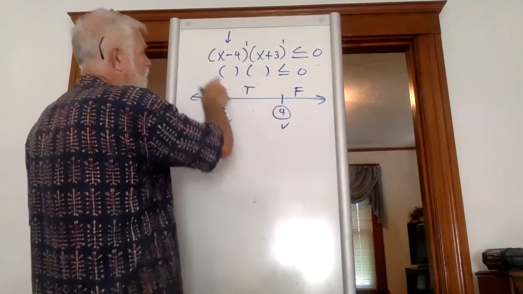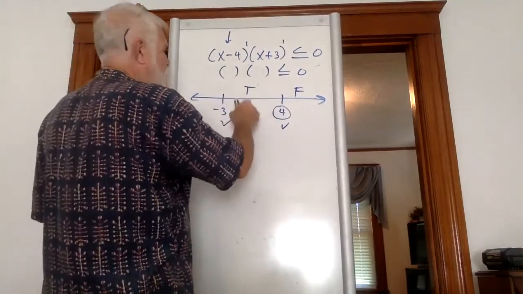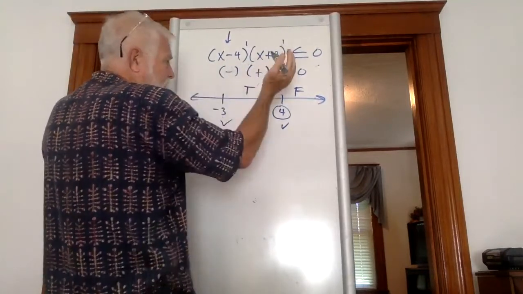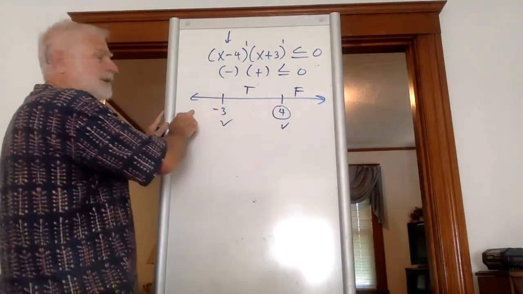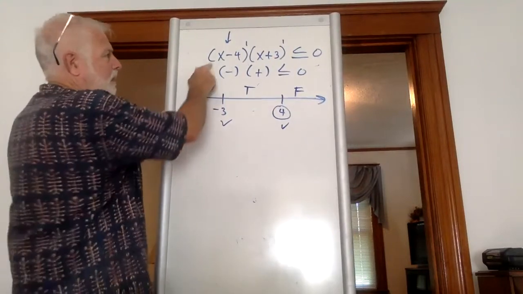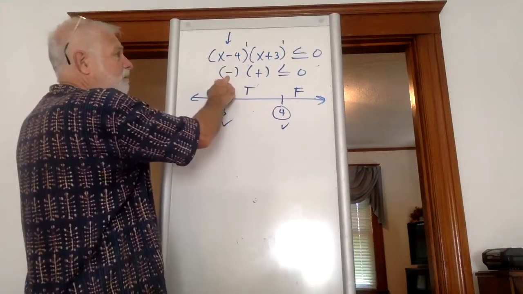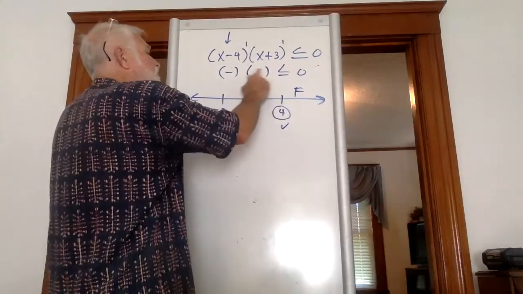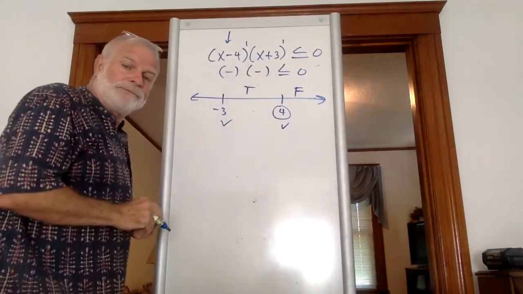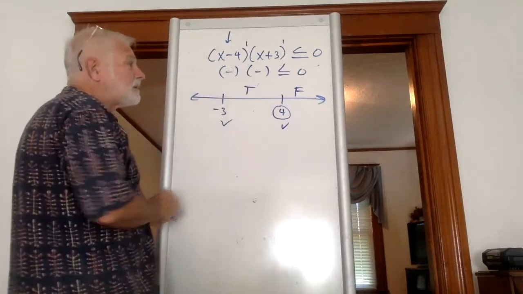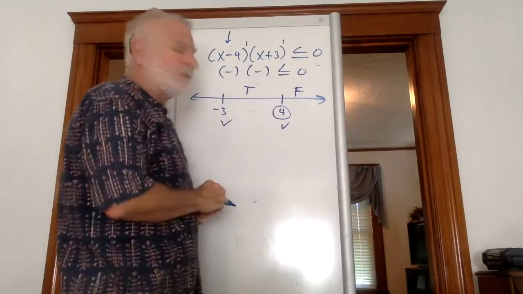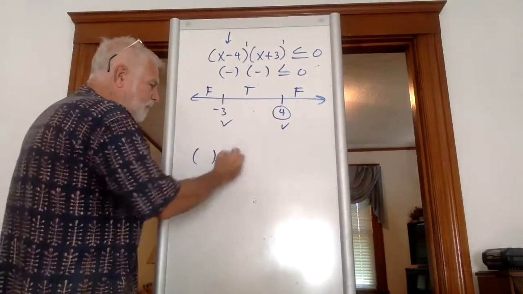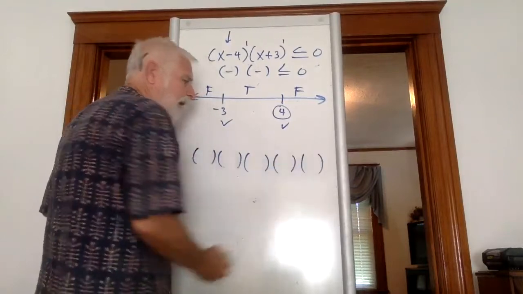Probably should go back to the other one just because I want to highlight something. When I put in a 0, I get a negative here, and when I put in a 0, I get a positive there. Now I'm going to pick something less than negative 3. Minus a billion minus 4 is still negative. But what happens with minus a billion plus 3? You get a sign change. Minus times a minus is a plus. Is a positive number less than or equal to 0? Absolutely not.